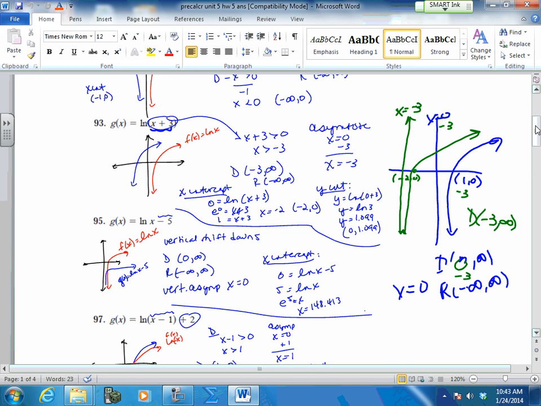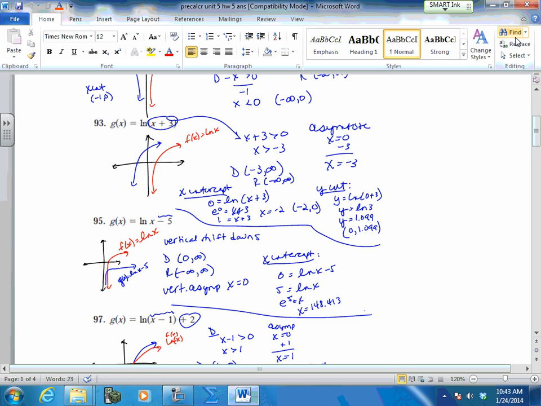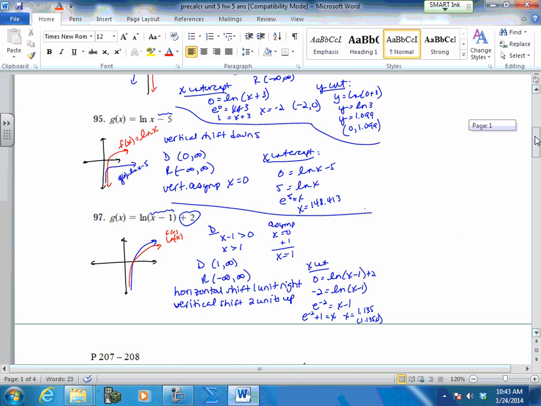So the transformation is horizontal. A horizontal shift left 3 units. I guess I didn't write that down. Horizontal shift left 3 units. Left 3 units. Okay? Use the sheet that I gave you with all the transformations listed. Don't put this in your calc. I think it's harder to read off your calculator than it is to just make a sketch.